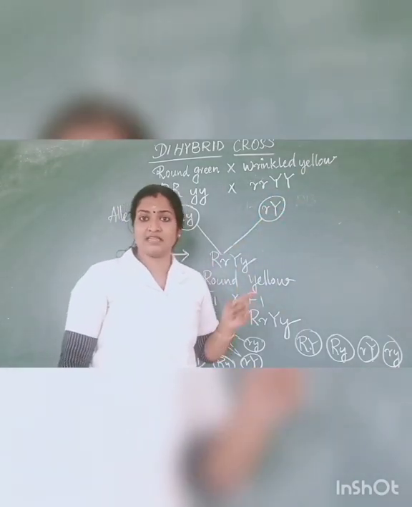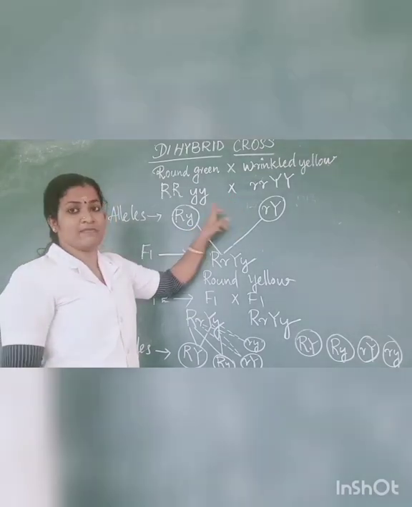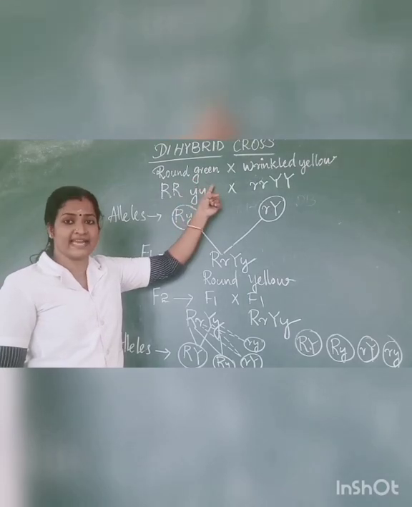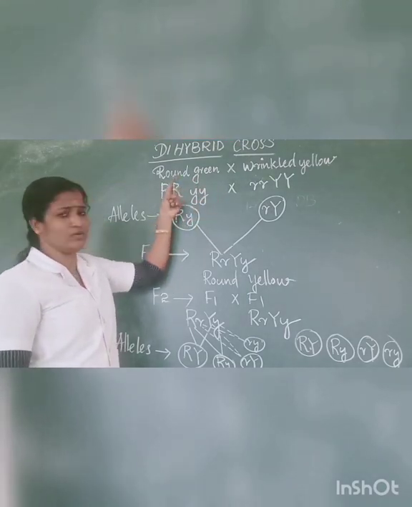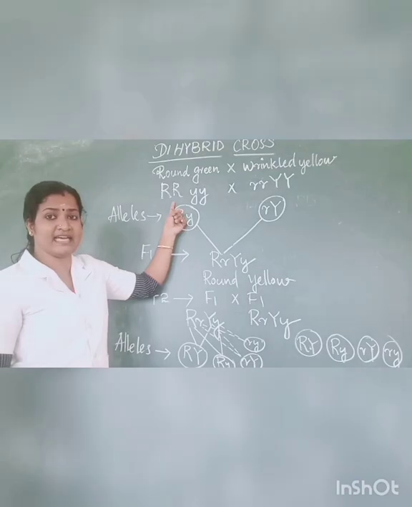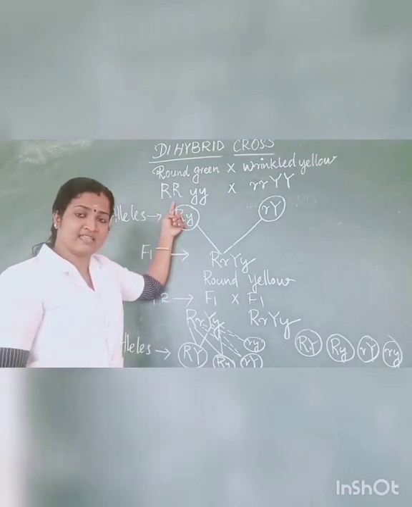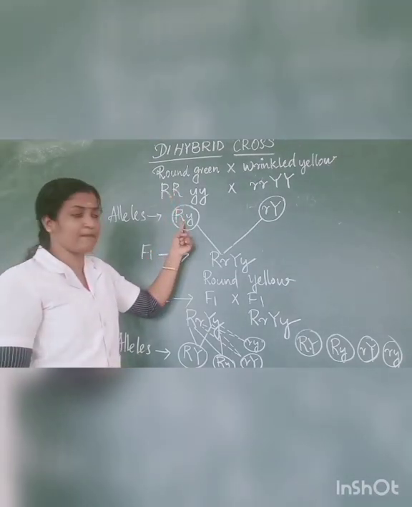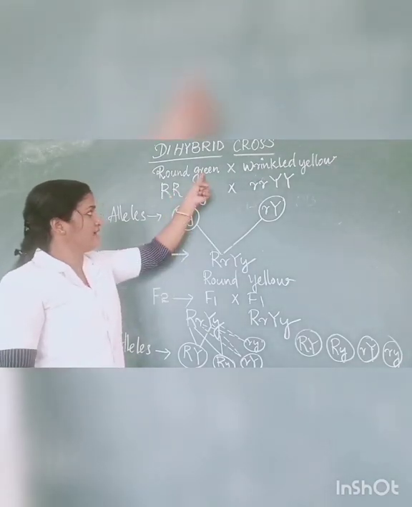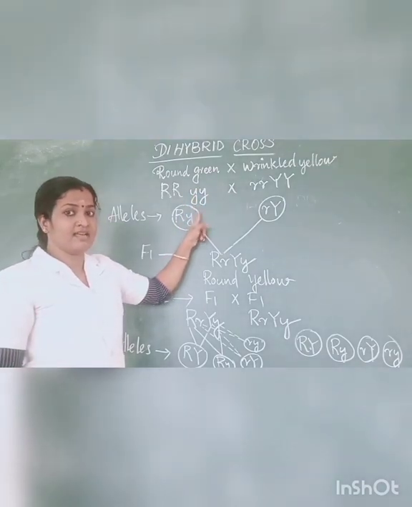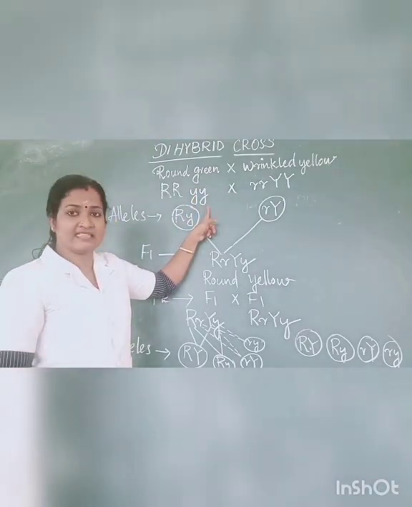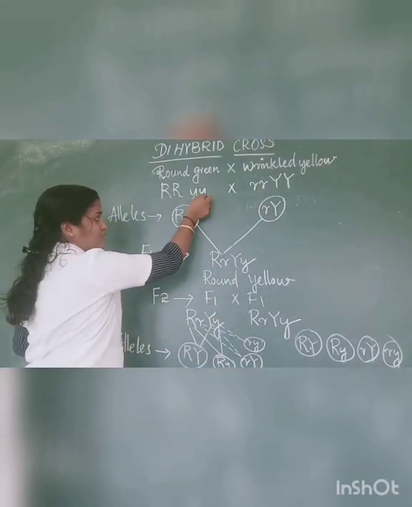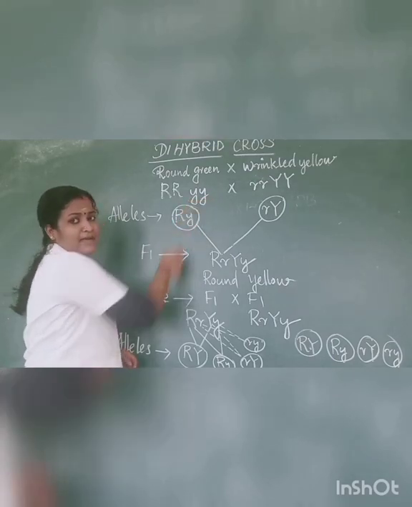Then he crossed these parents. How can we cross? First is the allele formation. Here two characters are there. Round is represented by the alleles capital R and capital R. The same alleles are there, so we have to select only one from that, which is capital R. Here green is represented by small y alleles. Same type of alleles are present, so we also select one small y from the pair.